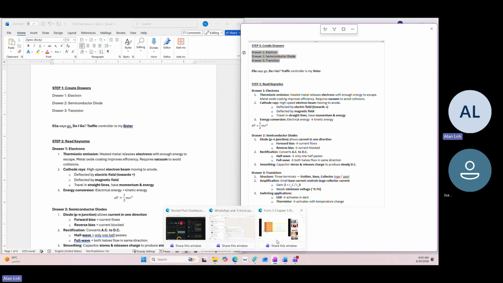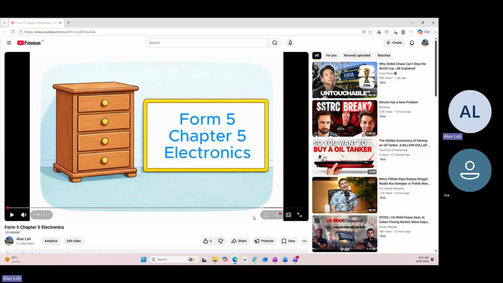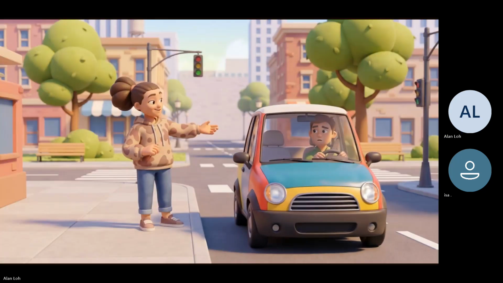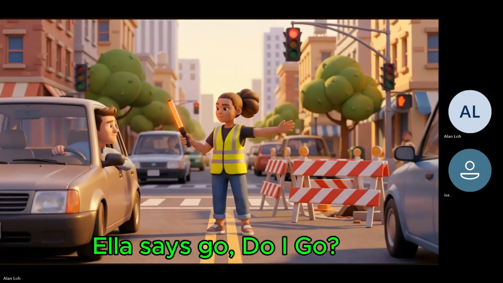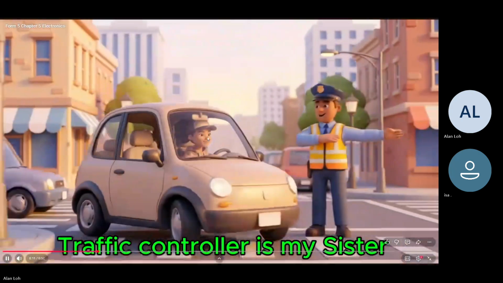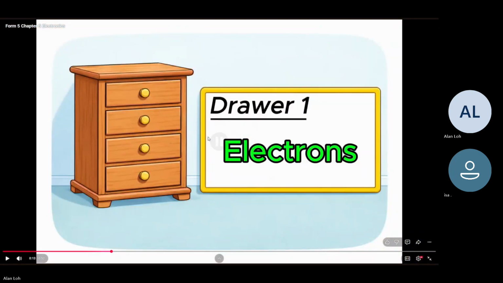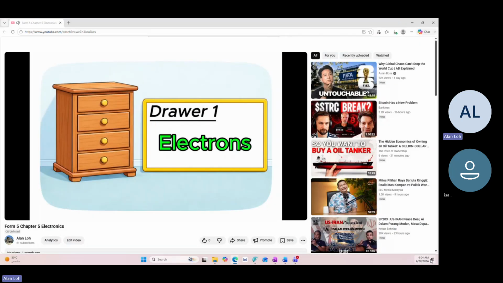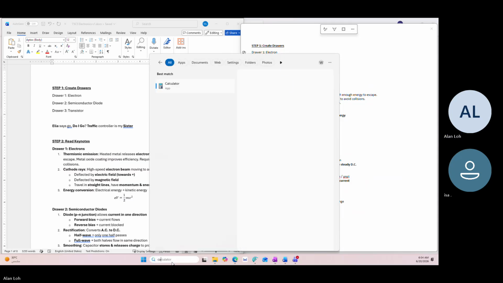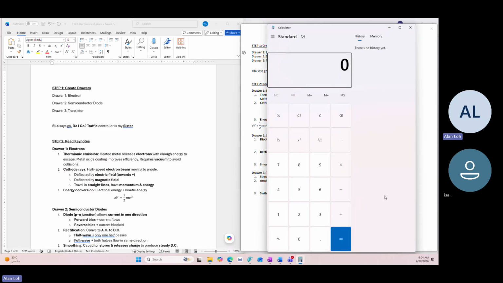So I hope this short story is able to help you to remember the drawer names in sequence. So now let's watch the story quickly. I'll just play. Right? Very short story because we only have 3 drawers, right? So let's start with step 2. Let me bring up the clock.